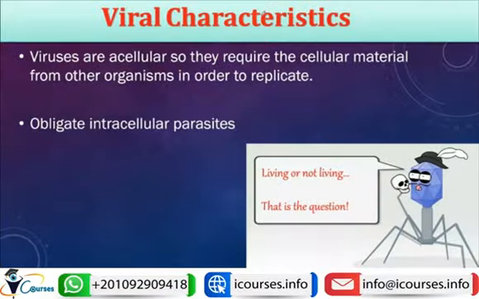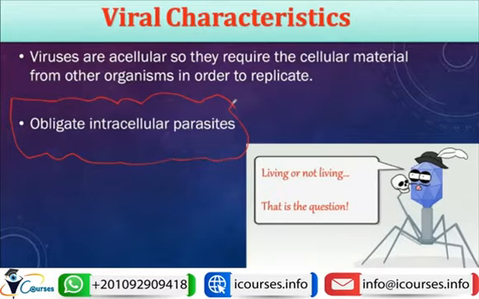The viruses are acellular. So in contrast with the bacteria, they don't possess a cell. That's why they require cellular material from other organisms in order to replicate. That's why it is called an obligate intracellular parasite. A parasite is an organism that cannot live on its own and needs other living organisms in order to survive. And the virus is a parasite because it needs to enter inside a cell in order to replicate, and it is obligate. So it has no option.